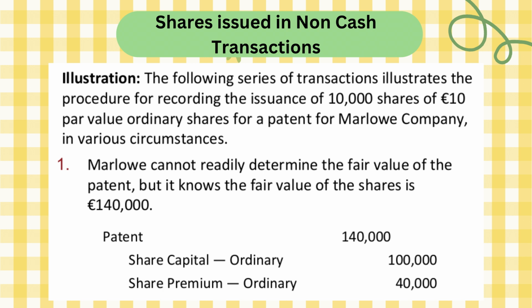Okay, so the patent is an asset. Patent means patent rights. It's an intangible asset. So patent will go up on the debit side for the value, which is 140,000. So if you don't have the fair value of the patent, you have the fair value of the shares, it's fine, you're gonna use it, 140,000. So share capital ordinary, again, we always record the share capital ordinary at par. So 10,000 times 10, which is 100,000. The difference, the additional amount, will go to the premium, share premium ordinary. So 140 less 100 is going to be 40,000.